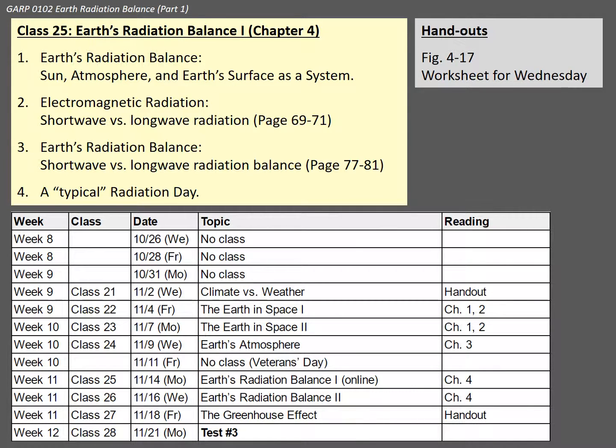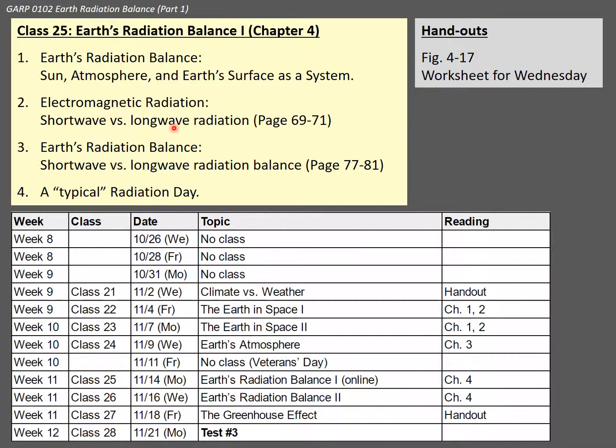So there you have it, part one of the Earth's radiation balance. We started very big picture. We started with thinking about this whole thing, sun, atmosphere, and Earth as a system. The idea that the amount of energy coming in has to equal the amount of energy going out. Then in part two, we learned about electromagnetic radiation and the fact that the Earth is emitting electromagnetic radiation, even though we can't see it because it's in a wavelength that our eyes can't pick up.